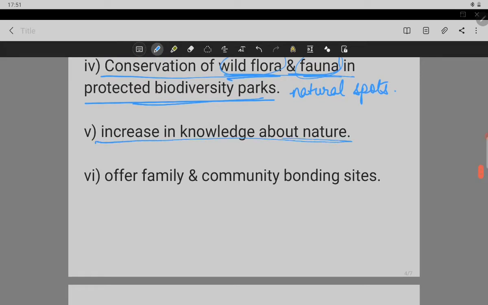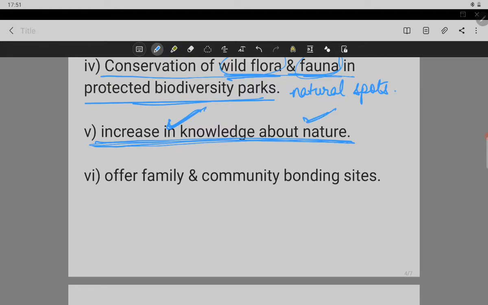Being in nature also increases our knowledge about nature. So, if we are constantly inside a building and we have never seen a plant grow, or we have never seen a tree, or children these days who are much attached to technology, who have never been out, they might not know anything about nature. So, if they go out to a natural beauty spot, it helps in increasing their knowledge about nature.